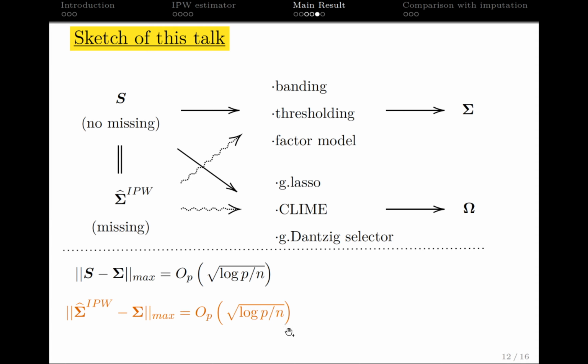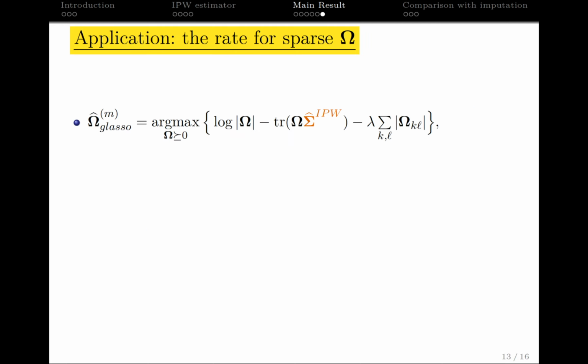Okay, so we know that the IPW estimator satisfies this convergence rate, square root log p over n. Then why is this rate so important? One of the answers is that we can use it in estimation of a sparse precision matrix. Let's assume we are interested in estimating a sparse precision matrix, especially when there is missing data. Then I'm going to plug in the IPW estimator in the graphical lasso problem, and then we get the final graphical lasso solution.